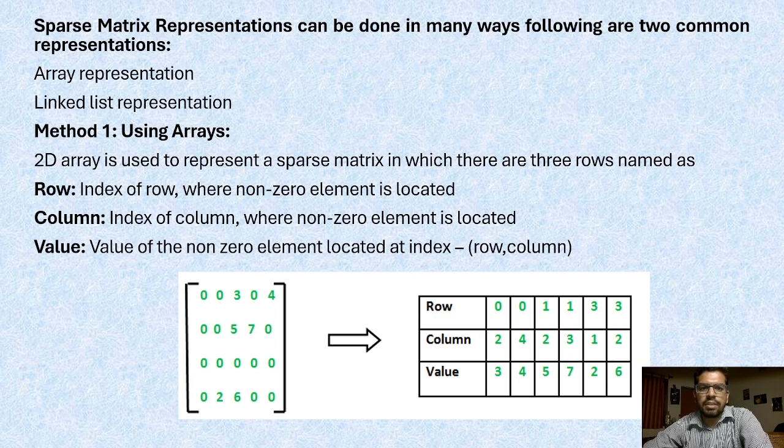Sparse matrix representations can be done in many ways. Following are two common representations: array representation and linked list representation. Using arrays, a 2D array is used to represent a sparse matrix with three rows named row, column and value. Row is the index of the row where a non-zero element is located. Column is the index of the column where the non-zero element is located, and value is the non-zero element located at that index.